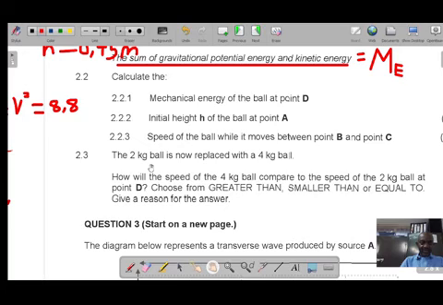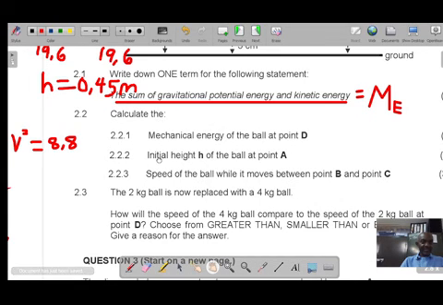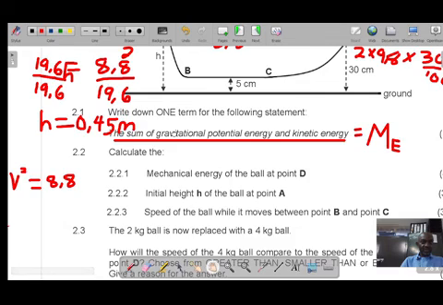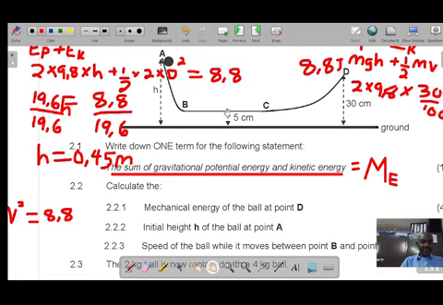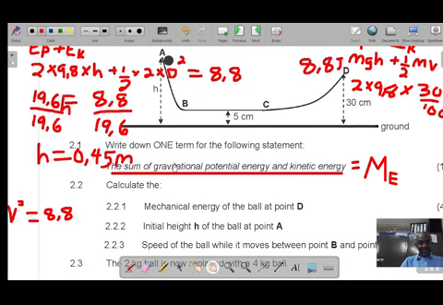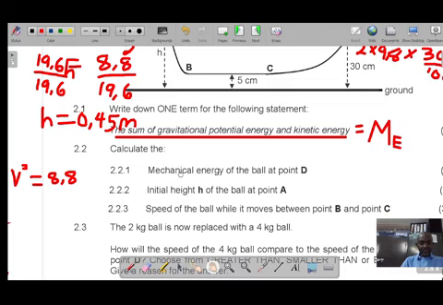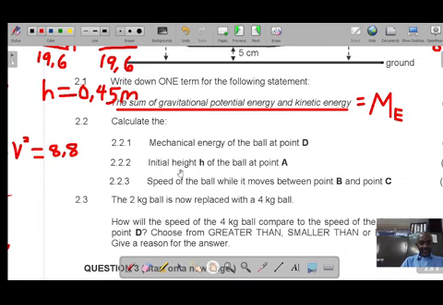Now, you know what? The speed of the ball along the track does not depend on the mass of the ball. Let me say it again. The speed of the ball along this track ABCD does not depend on the mass of the ball, but instead depends on the initial height of the ball. So because I've not changed the height, it means the speed will be the same. So the answer is equals to.